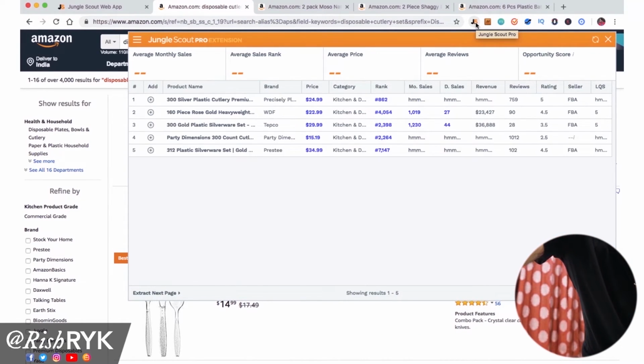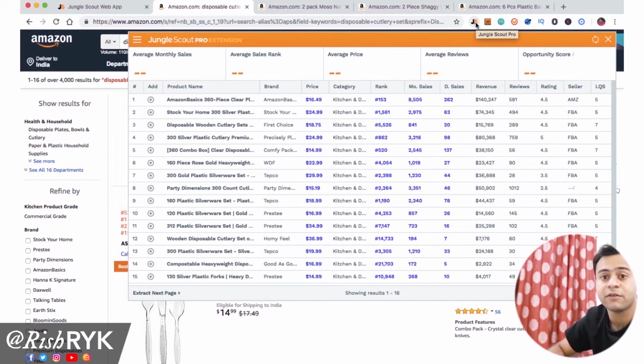Let me just check if there's a recording. Yep, it is recording, although my battery is super low.